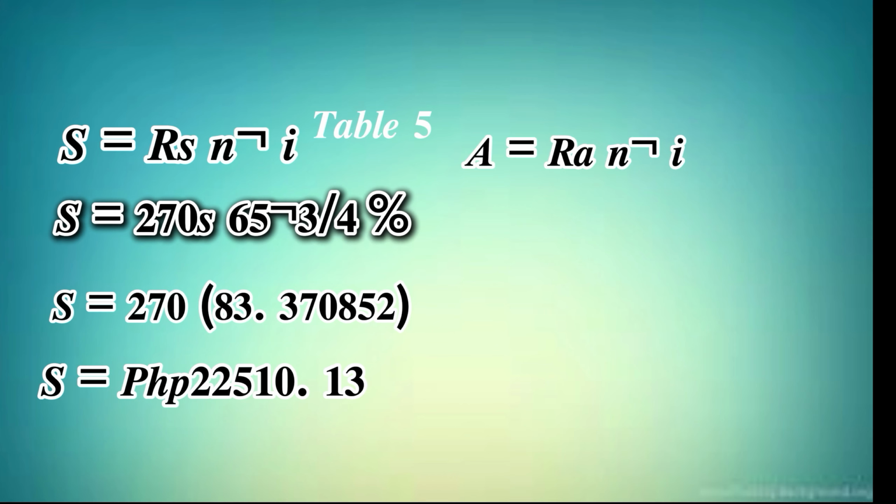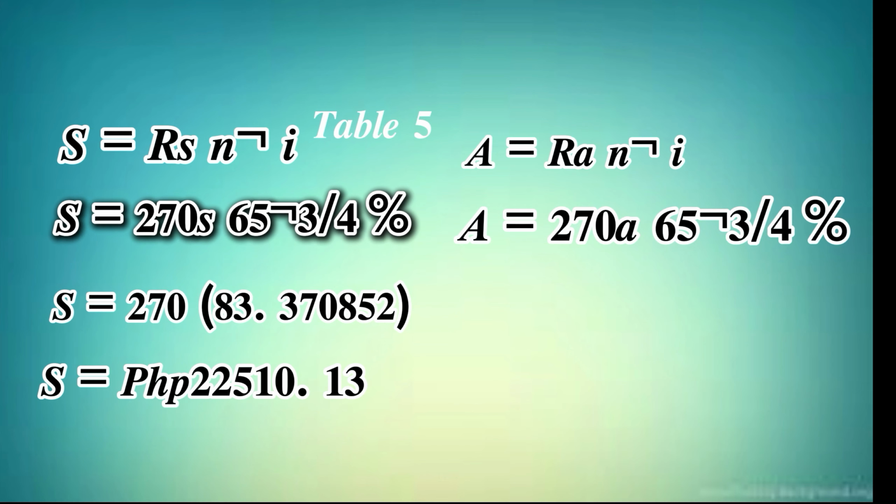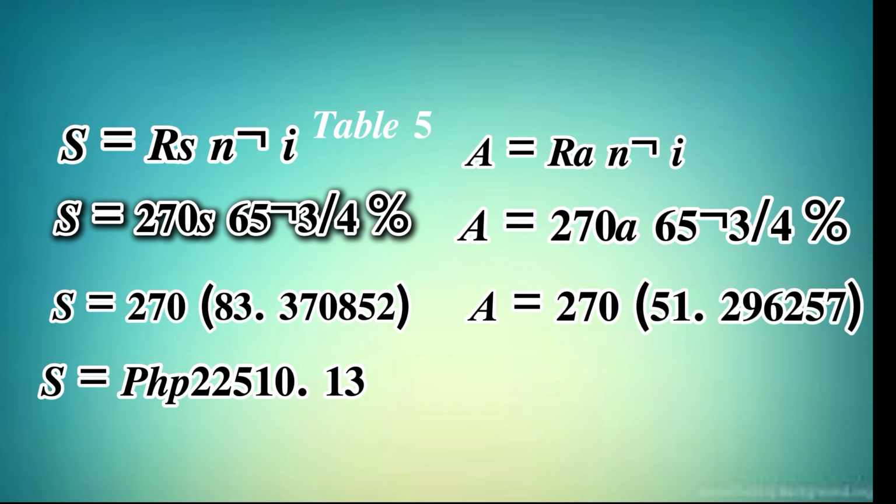A is equal to RA angle I. Same process, RA, we have 270. For N, we have 65. At angle I, 3/4, so A is equal to 270. Same as what we did at table 5. For present value, we're going to look at table 6 for the 3/4 of 65.